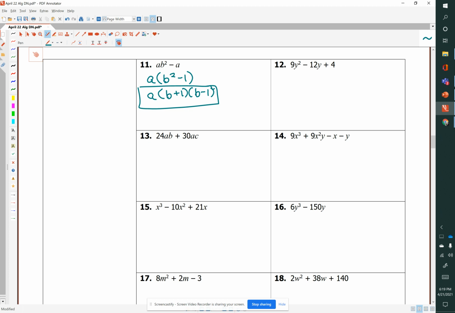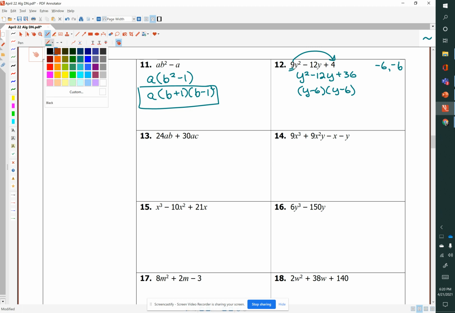In number 12, I think slip and slide because we have that leading coefficient of 9. So 9 times 4 is 36. So that would be y squared minus 12y plus 36. And now we need 2 numbers that multiply to positive 36 and add to negative 12. So that would be negative 6, negative 6. So that gives us y minus 6, y minus 6.